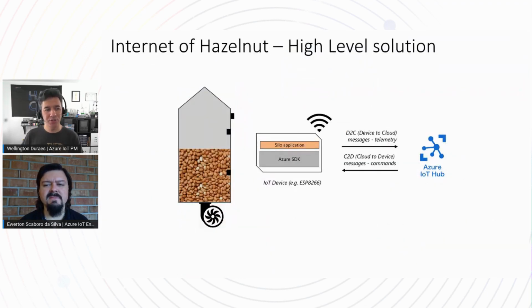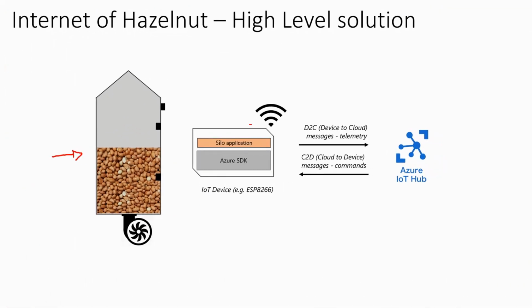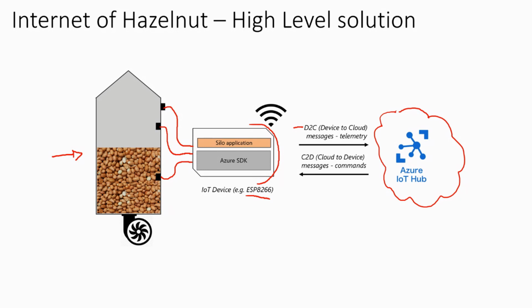So here we have a picture of the silo. And as you can see here, we would have an IoT device. So this is a connected IoT device. As Pamela said, this is based on the ESP8266. This device is connected to a number of sensors, say humidity and temperature sensors, sending information to this device, which is then taking this information and sending D2C, or device to cloud, telemetry messages to the cloud, to IoT Hub. And it can also take commands, or C2D, cloud to device commands, from the cloud.